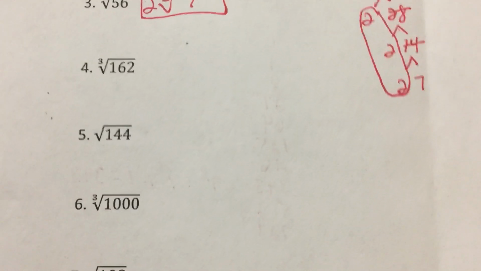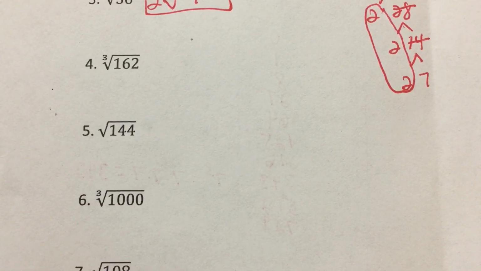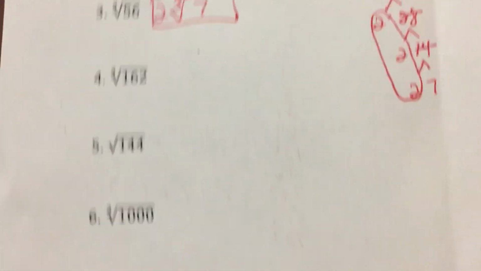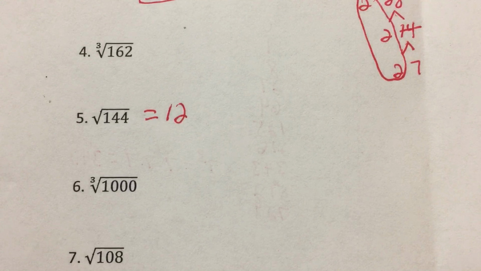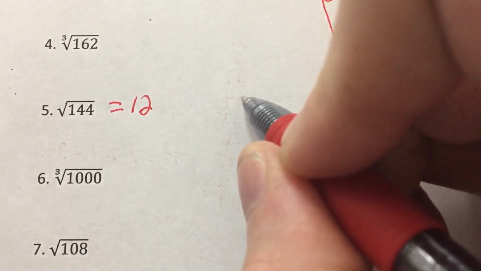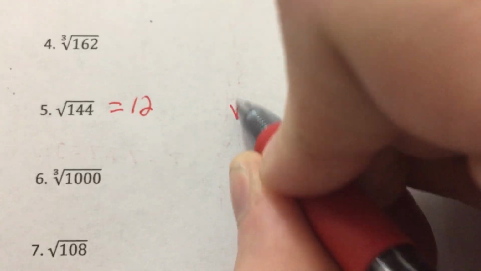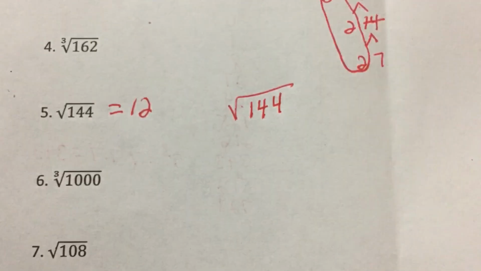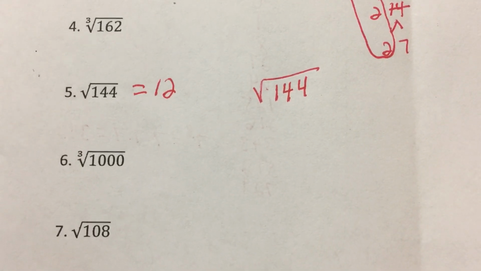Let's go to 5. Some of you may already recognize that if you know your times tables pretty well. This is actually a perfect square. Square root of 144 is really the number 12, because 12 times 12 is 144. But I do want to show you what would happen if you were to break this down all the way.